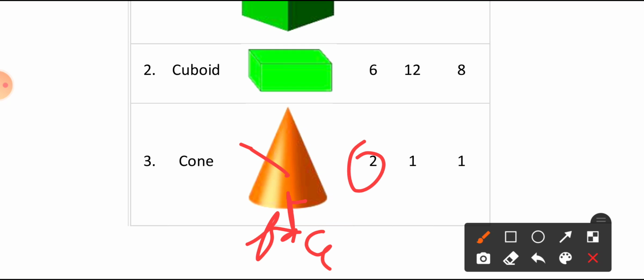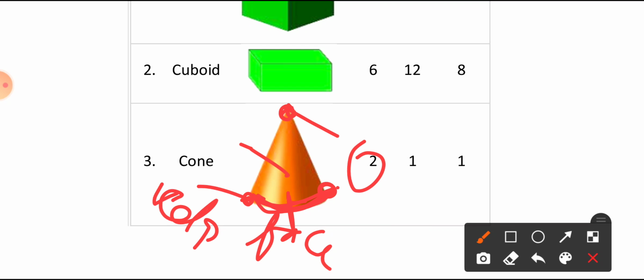Then edges. How many edges are there? Only one edge. Edge means where two faces meet, a line segment. You can see at this point the faces are meeting, so this one is the edge. And vertex. Vertex means a point or a corner. So how many corners are there? Only one.